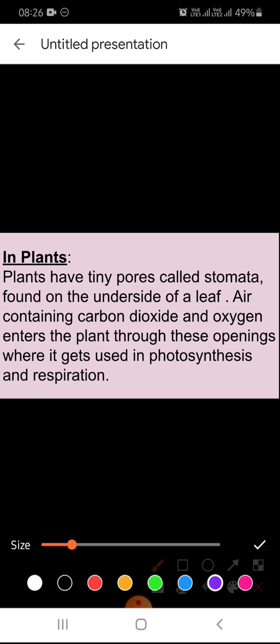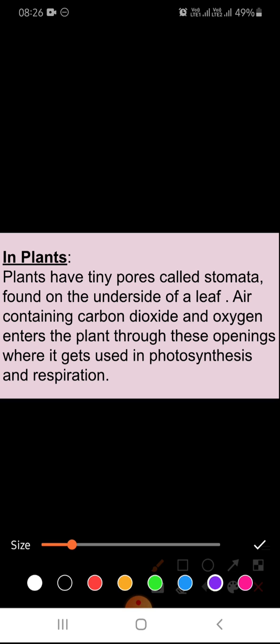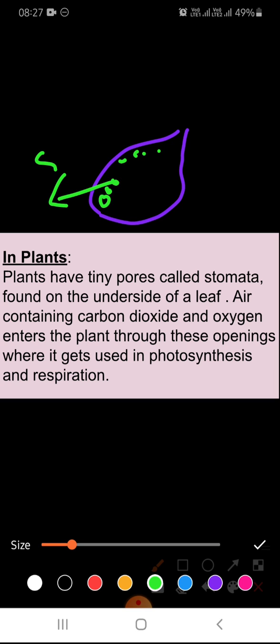This we know that plants have tiny pores called stomata. If this is the leaf, on the surface of leaves small holes are there that are not visible by naked eyes. For this we have to use a microscope. Now if you see these small holes, they are known as stomata. These small holes are known as stomata, found on the surface of the leaf.